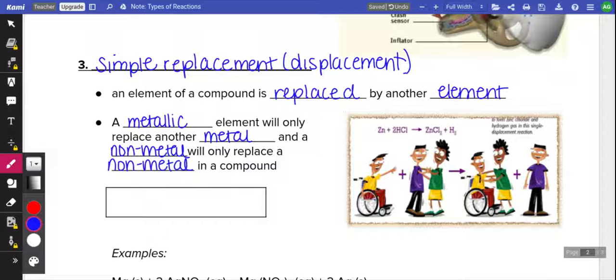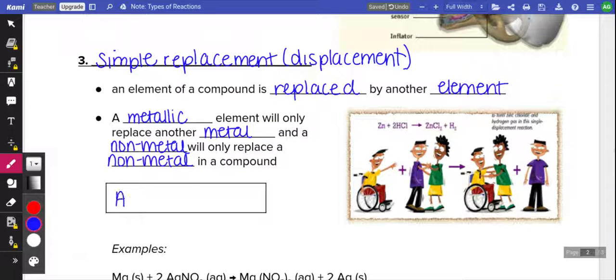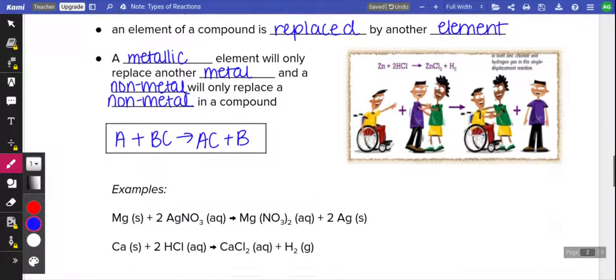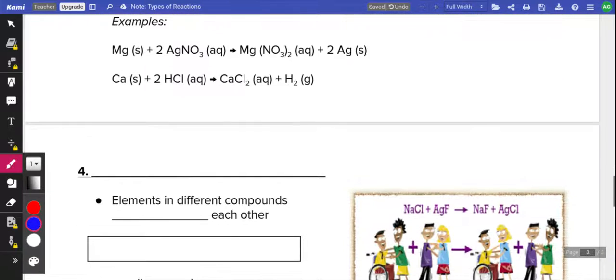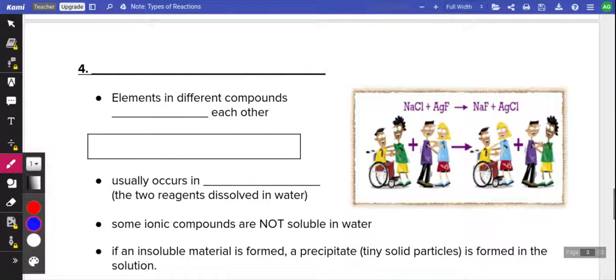If we talk about the basic structure of this, it's going to be A plus BC gives AC plus B. If you look at the side example here, you have zinc and hydrochloric acid. They come together and the zinc will replace the hydrogen in this case. So the hydrogen is acting as a metal. It will replace the hydrogen and form zinc chloride and hydrogen gas. And you have some more examples there as well in your notes.